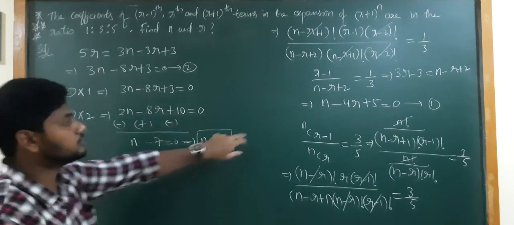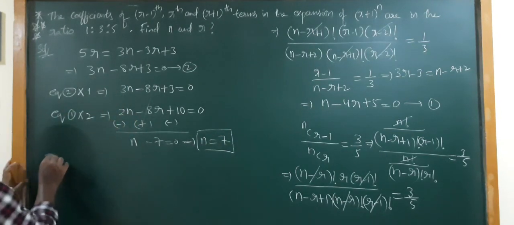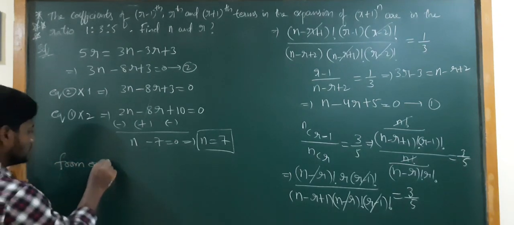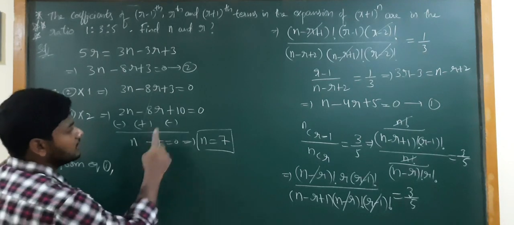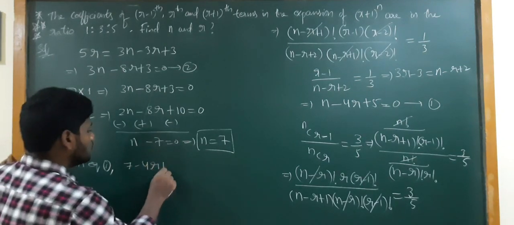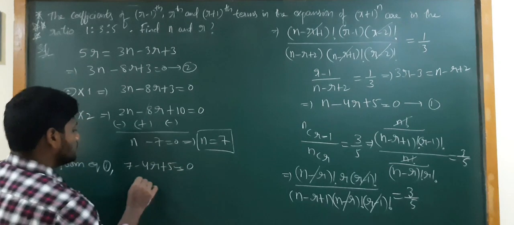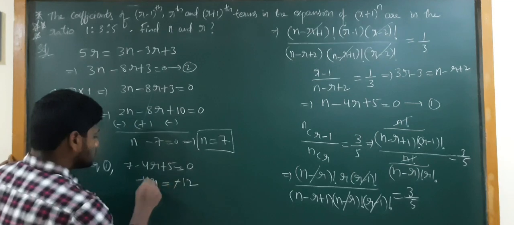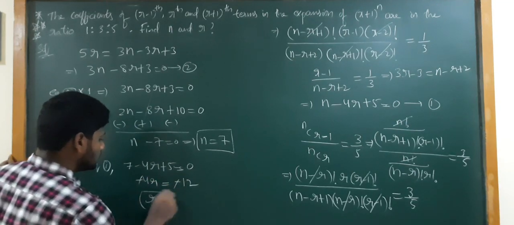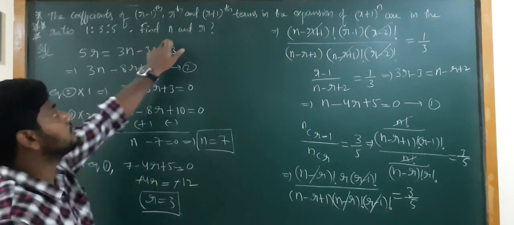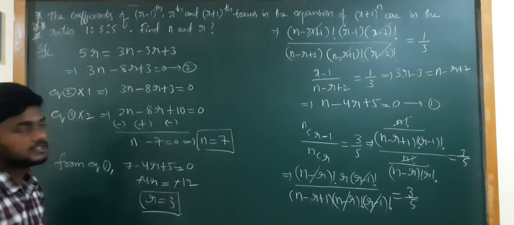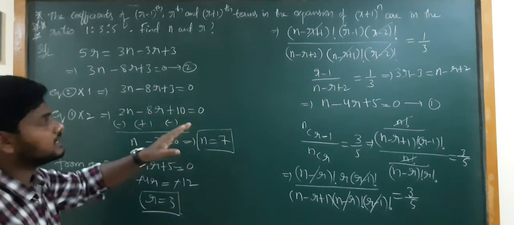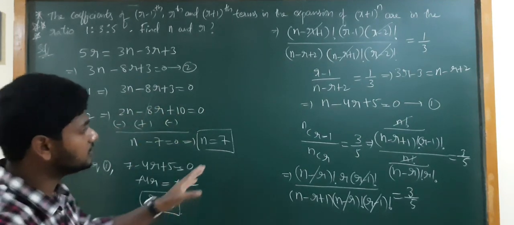If n equal to 7, we substitute in equation 1. If we substitute the n value, what will we get? 7 minus 4r plus 5 equal to 0, nothing but minus 4r, 7 plus 5 is 12, it will become minus 12. So minus minus cancel, r equal to 3. Therefore the required values of n and r are 7 and 3. So this is also an easy question, but it will take time to simplify; actually it is very easy, simplification also easy.